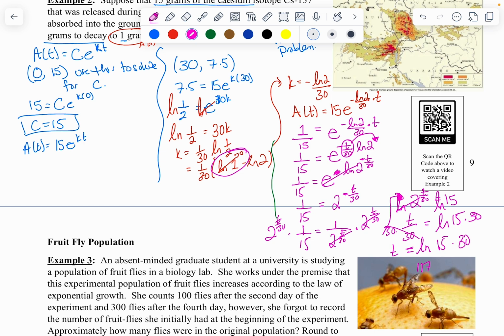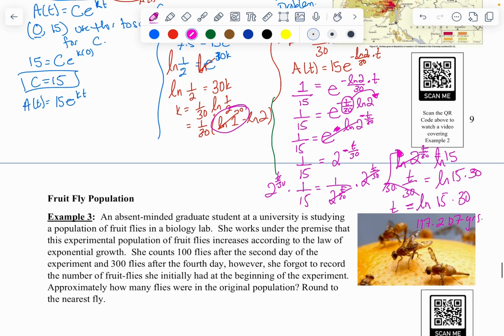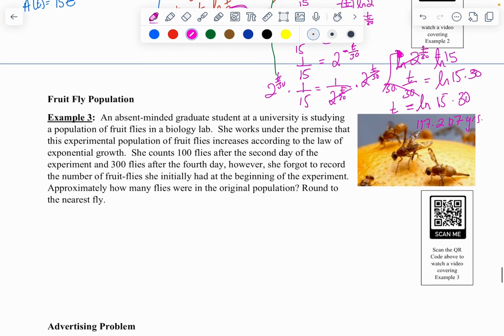Please someone check that. Check my math. That should be the answer. 117.207 years. All right. And if I got that answer wrong, we will double check my math tomorrow.